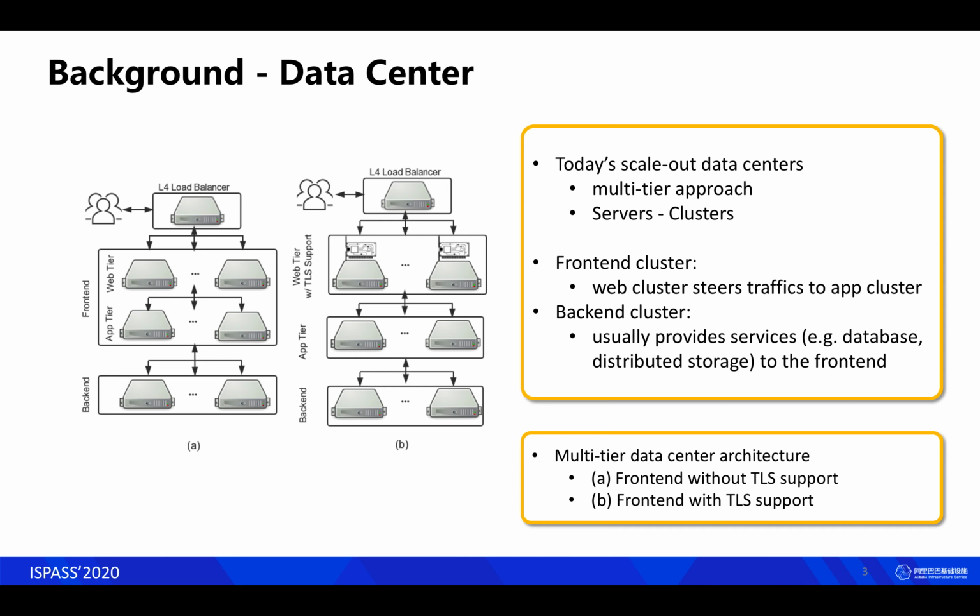Today's scale-out data centers have widely adopted the multi-tier approach, where servers are organized as clusters, and each cluster serves precisely a single role. The front-end clusters are composed of the web cluster and the application cluster. The web cluster steers the user-facing traffic to the application cluster with respect to their load. In practice, the web cluster can oftentimes be consolidated with the application cluster, and the backend cluster usually provides database services and distributed storage to the front end. This slide illustrates an example of such a configuration.